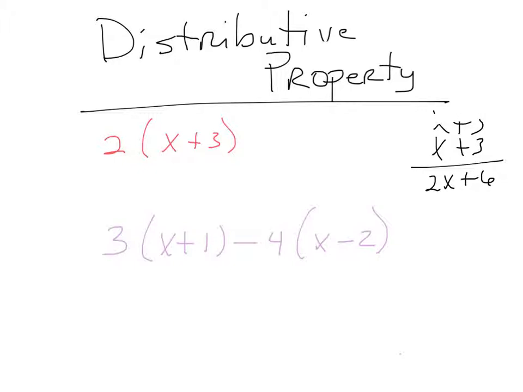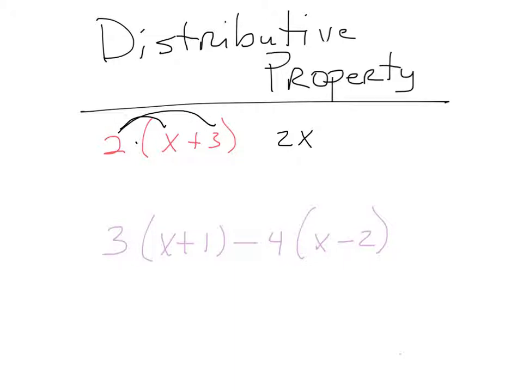However, what I want to cover is how to use the distributive property to do the same thing. Now, in this case, we're going to distribute. This is 2 times (x plus 3). So 2 times x is 2x. 2 times plus 3 is plus 6.